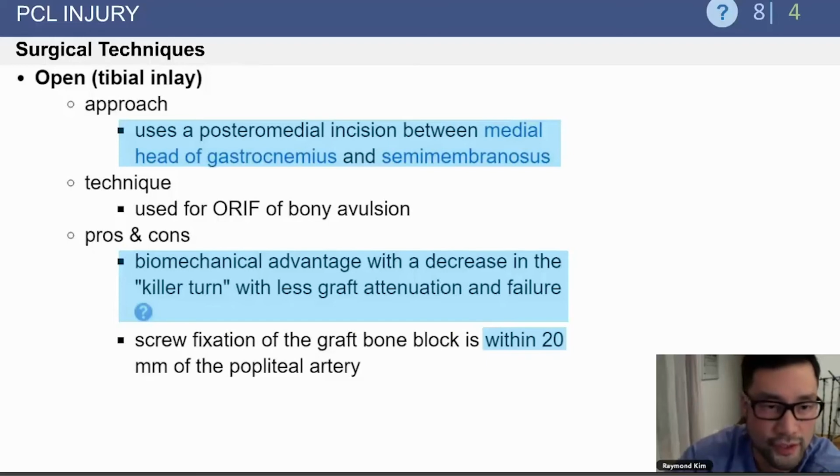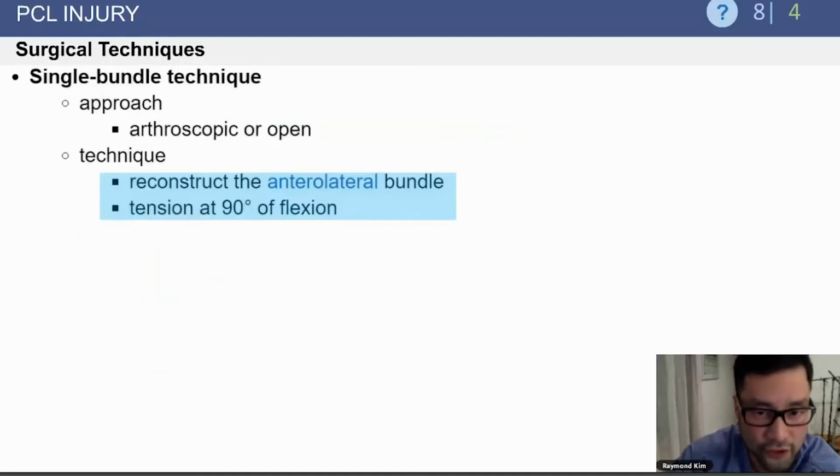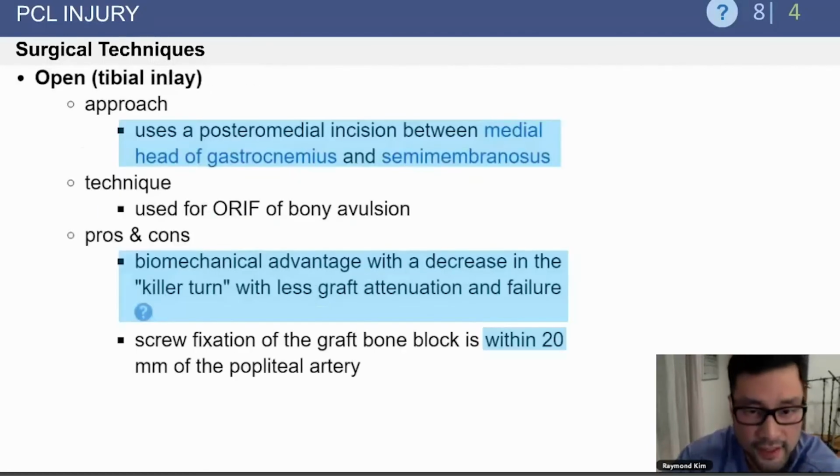The open tibial inlay technique uses a posterior medial approach between the medial head of the gastroc and the semimembranosus. For the pros and cons, there is an advantage to the open tibial inlay technique because you avoid that killer turn that you have with the transtibial arthroscopic technique. The disadvantage, going back to the slide, is that you're really close to the popliteal artery.